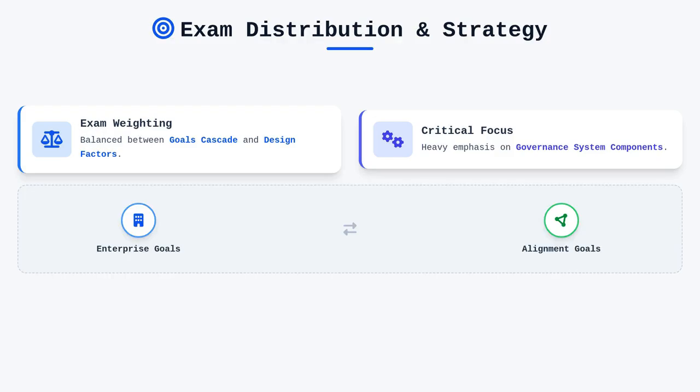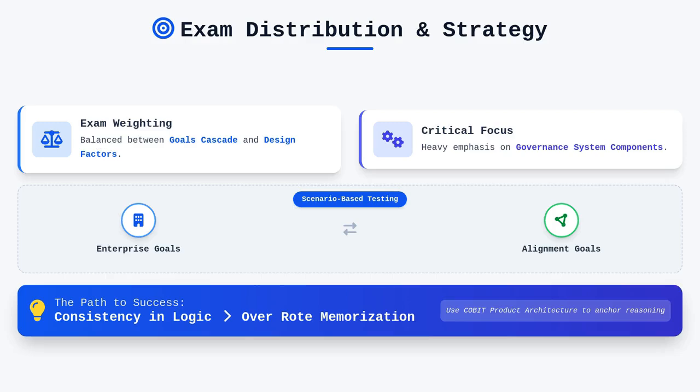You must be comfortable with the relationship between enterprise goals and alignment goals, as these are frequently tested through scenario-based questions. If you find yourself struggling with a specific term, mentally place it within the context of the COBIT product architecture to anchor your reasoning. Consistency in your logic rather than memorization of disjointed facts is the most reliable way to achieve a passing score.